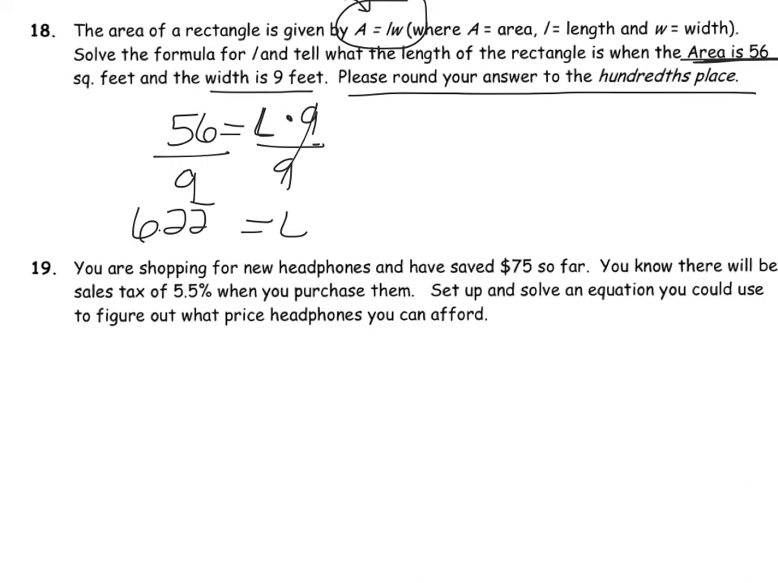So here's our ones, tenths, hundredths. The number behind that would be a 2 because it is repeating. So it would not round up. Our answer would just remain L is equal to 6.22. And our unit on this one is feet.